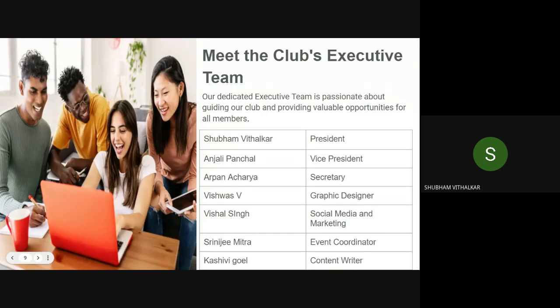I am the president, and our vice president is Anjali Panchal, who is doing the BS degree level, and we have Arpan Acharya, who is the secretary. Vishwas V is the graphic designer. He will be handling the graphic designing part. Vishal Singh is the social media and marketing head. Sriniji Mitra is our event coordinator. And Kashvi Goyal is our content writer.